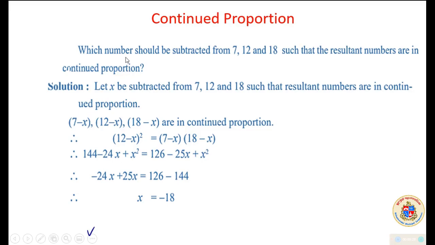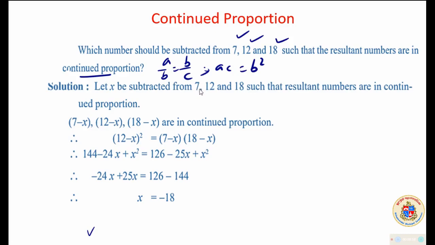Now here is a question. Which number should be subtracted from 7, 12 and 18 so that the resultant numbers are in continued proportion? Continued proportion means A upon B is equal to B upon C, which is equal to AC is equal to B square. They should sit in this format, only then it will be in continued proportion.